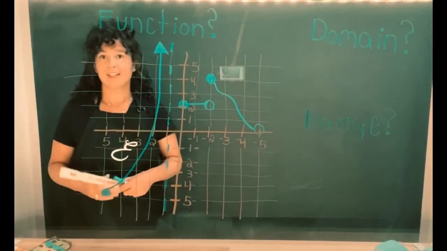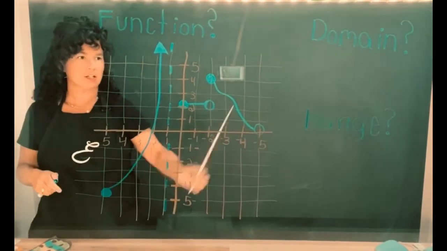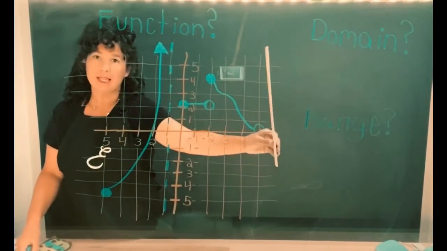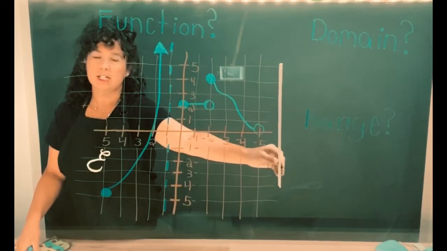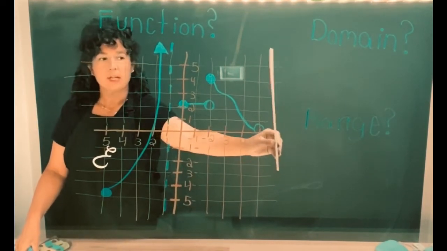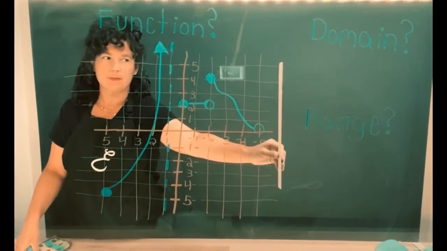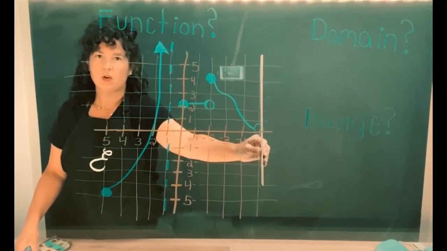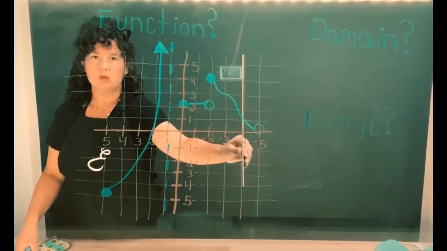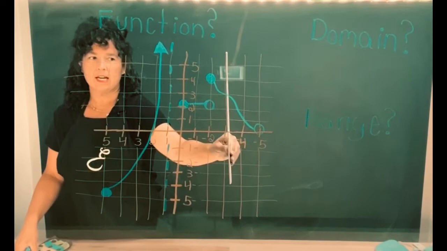Function? Well, let's take a look. Let's run our vertical line from left to right and see if we're in contact with the graph in more than one spot at the same time. I'm moving it across here and I'm only in contact with the graph at one point at a time.